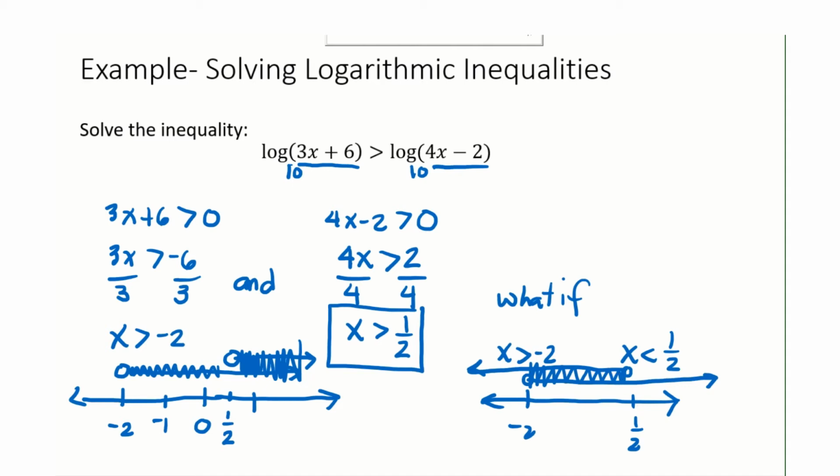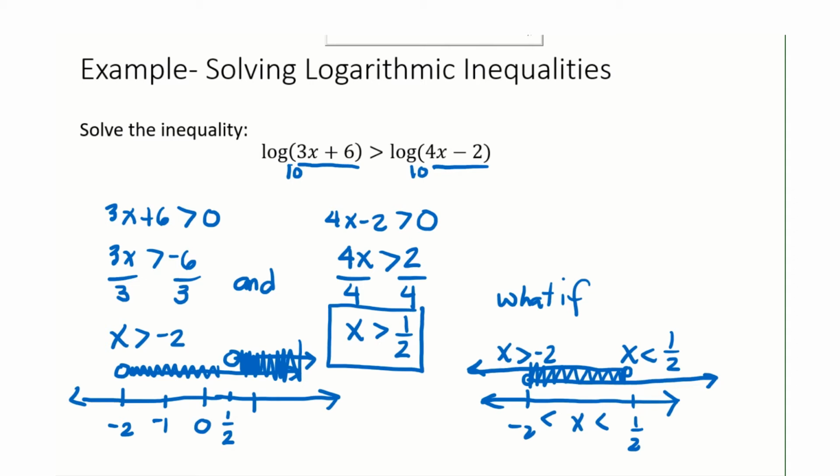Meaning to say, if these are the inequalities, then the restriction for x will be that x can only be between negative 2 and 1 half. So when we solve this inequality, if the x value is not within this interval from negative 2 to 1 half, then we cannot accept that as a real solution.